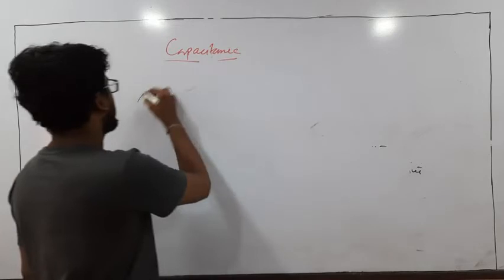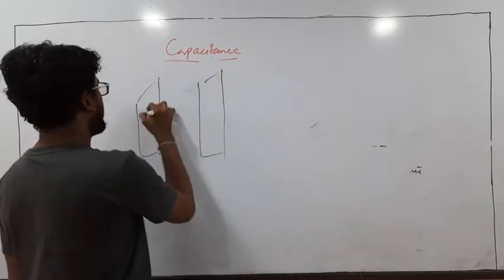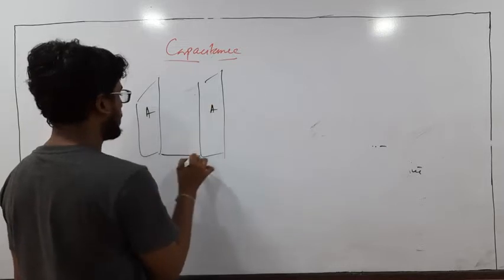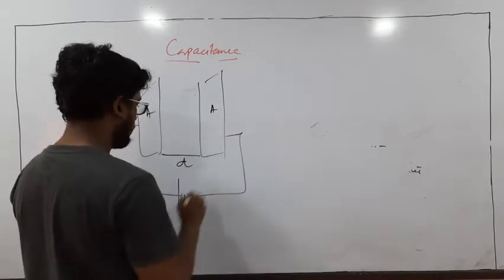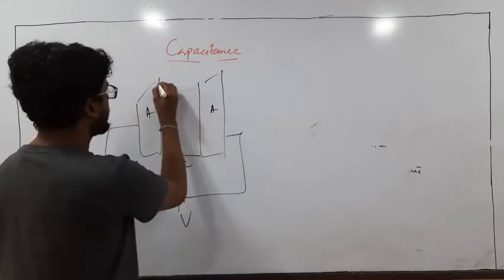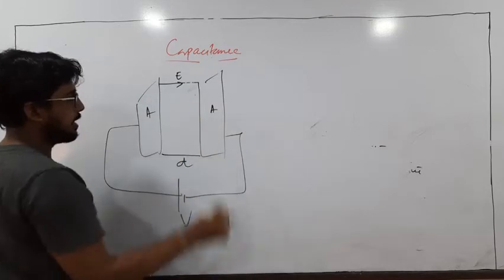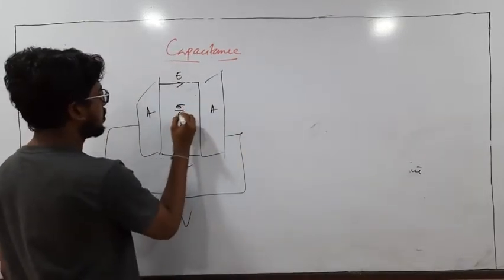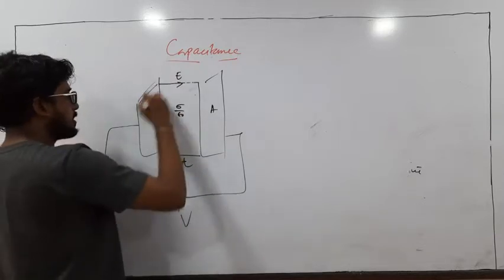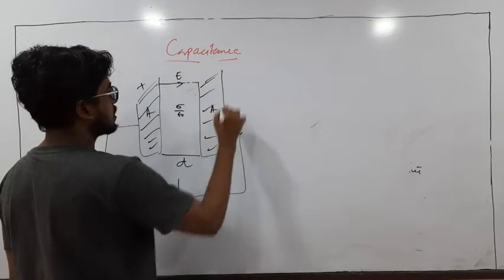So in a parallel plate capacitor there are two parallel plates of plate area A, and the separation between them is D, which are connected across a cell of potential V, due to which an electric field is generated across the gap between the plates, which can be defined as sigma by epsilon naught, because the electric field due to this plate having positive charge and this plate having negative charge will be how much?